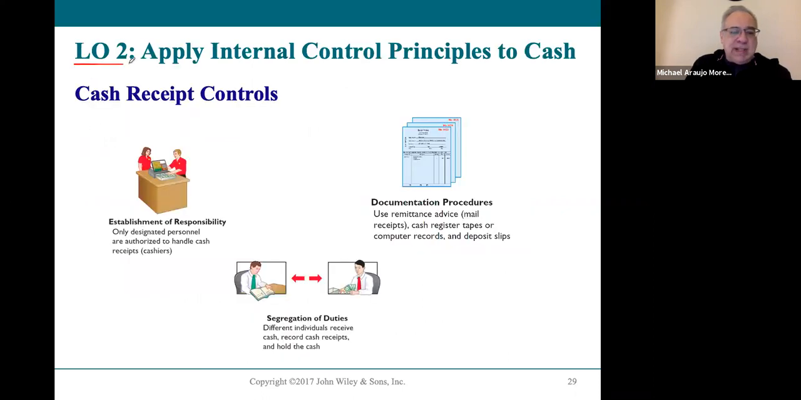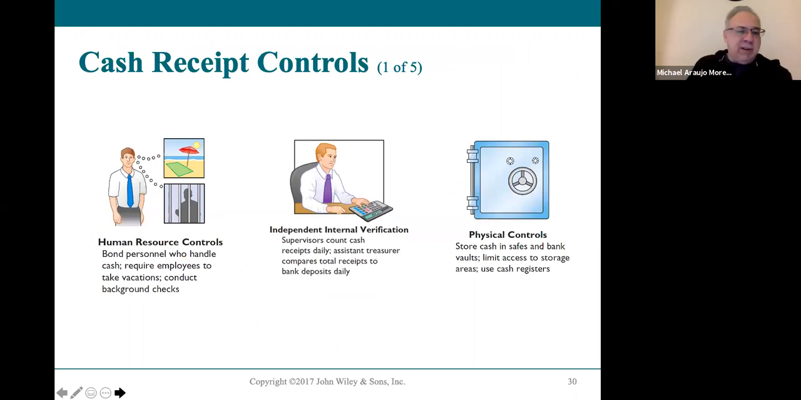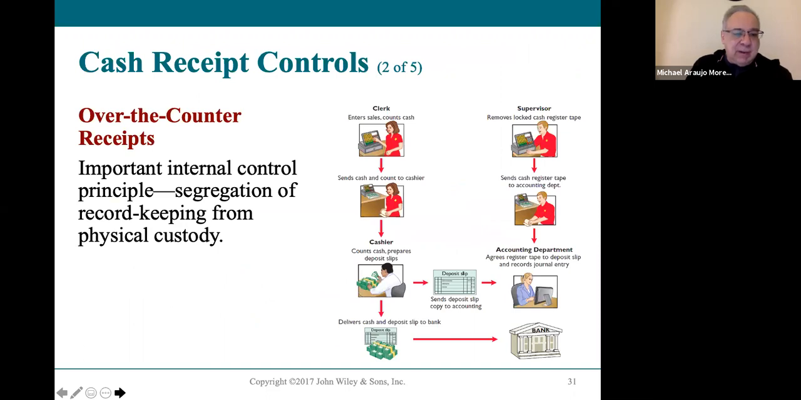Learning objective two is the exact same thing, but about cash specifically, and all the same procedures are there. Whoever is handling cash receipts, cash coming into the company, you want to make sure you know who's doing it, that it's documented, that certain duties are segregated, that it can be verified, et cetera. All the same controls are in place when cash is being received, particularly if you have a lot of over-the-counter receipts. So, segregation of record keeping from the physical cash custody.